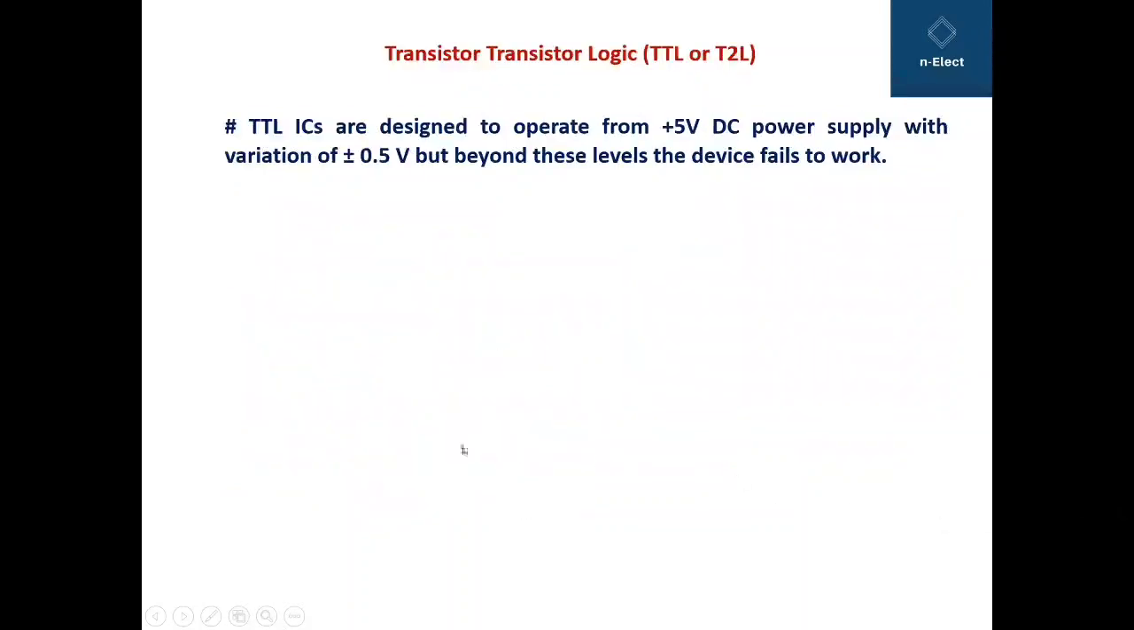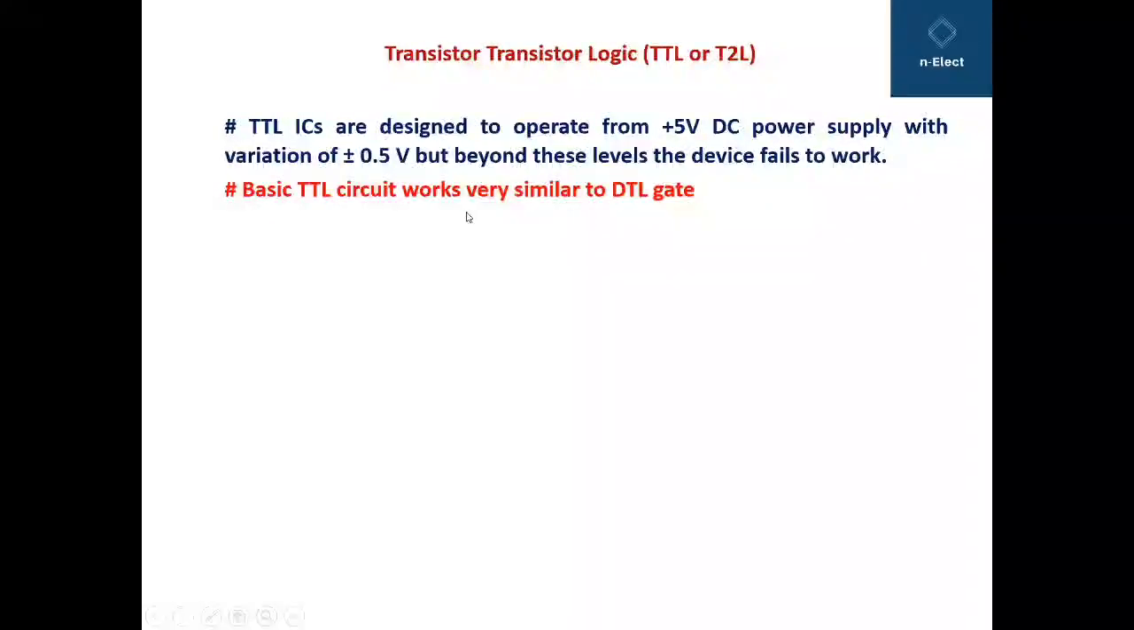Then moving on to the next logic, that is transistor transistor logic, which is also called TTL or T square L logic. TTL ICs are designed to operate from a plus 5 volt DC power supply with variation of plus minus 0.5 volts. The meaning is very simple: 5 volts plus 0.5 volt or 5 volt minus 0.5 volt. This will be the voltage range in which these TTL ICs can work. But beyond these levels, the device fails to work.